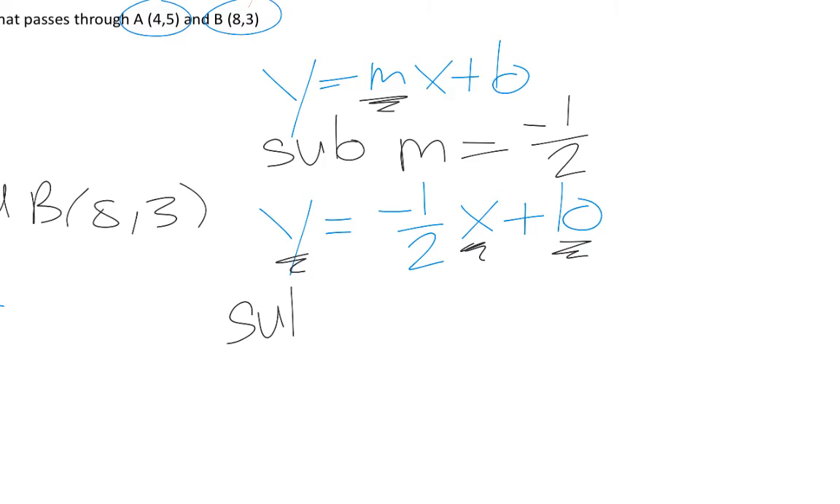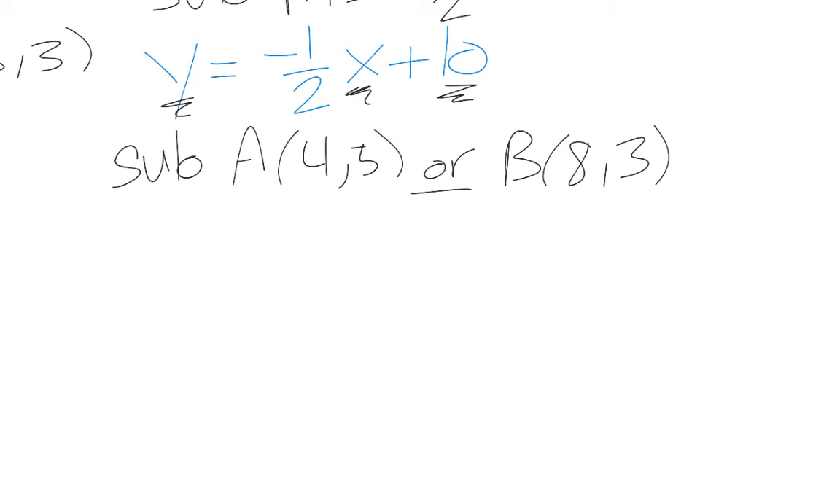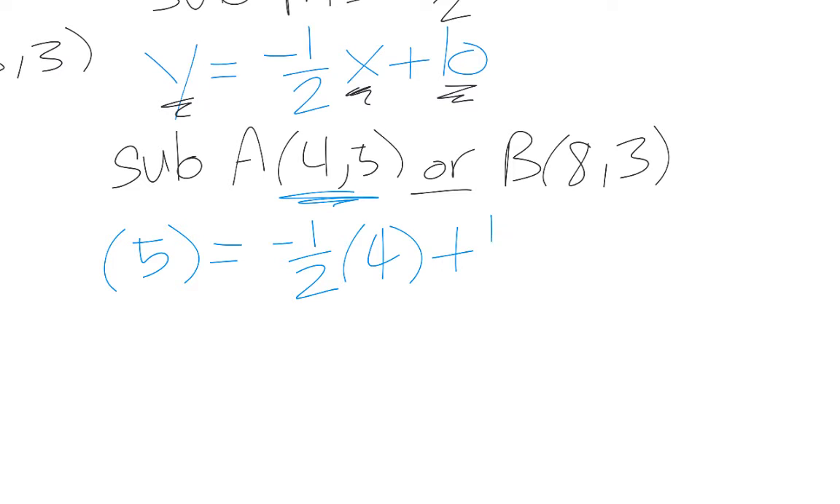I'm going to say sub point A or point B. The choice is yours. Either way, you will get the same answer. I'm going to choose point A this time. So instead of writing y, that's going to be a 5. The slope stays the same. Instead of writing x, I'm going to write 4. And the b stays the same. Let's clean up some of these numbers. 5 can be taken out of brackets. 4 as a fraction is just 4 over 1.